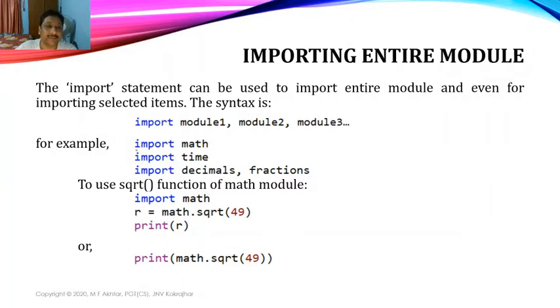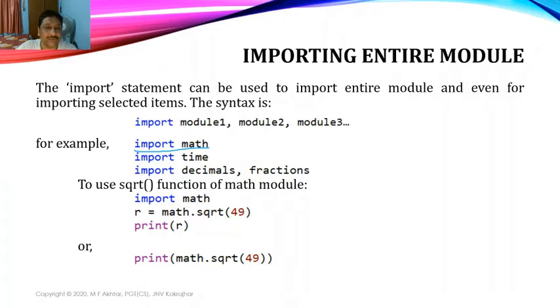For example, here we have imported the math module. Import math, import time, import decimal and fraction. Here two modules we are importing at the same time, so we can give them separated by a comma. To use the square root function of the math module, just import math.